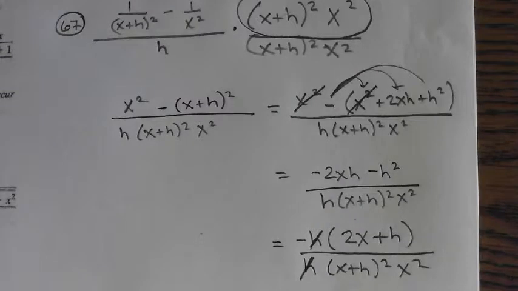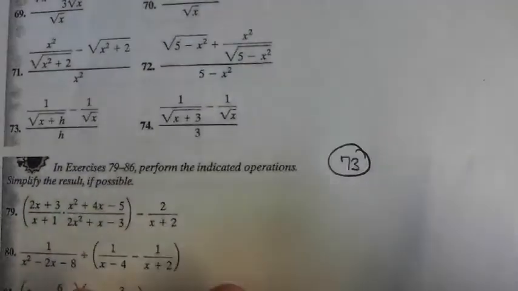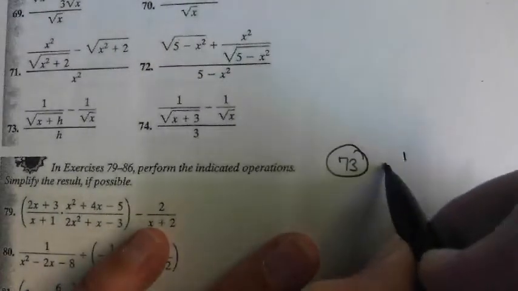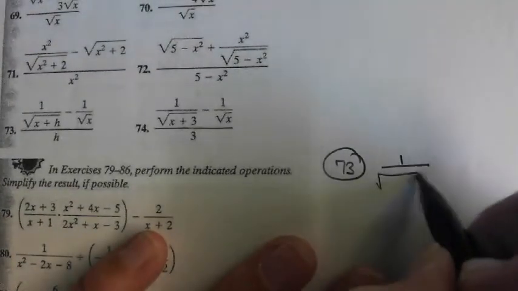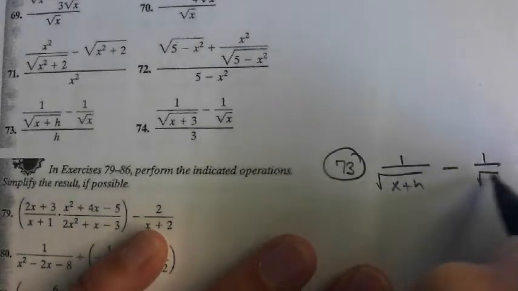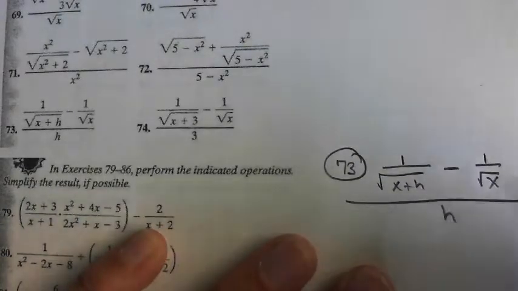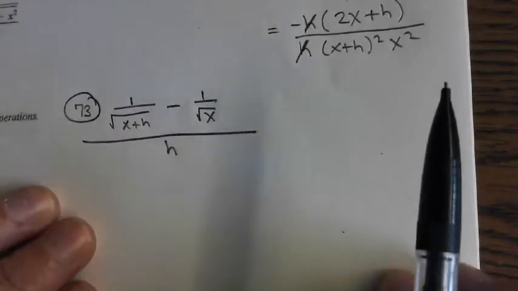Okay, we're going to do two more. So 67 is going to be hard. 73 is going to be hard. So I'm going to throw 73 down here and recopy.